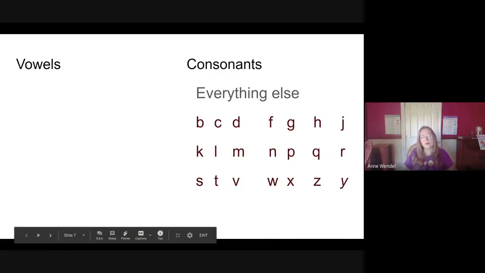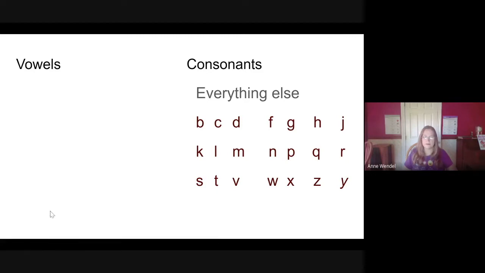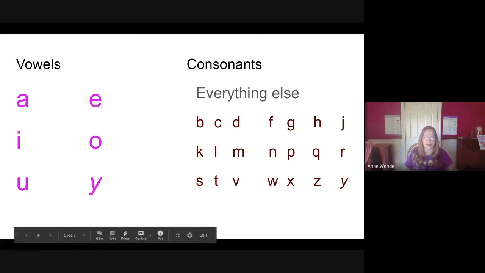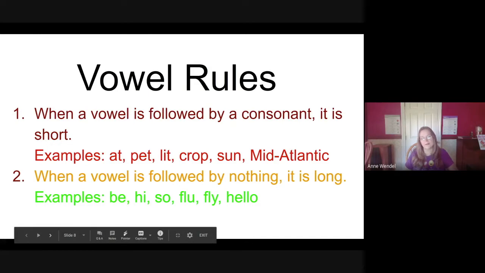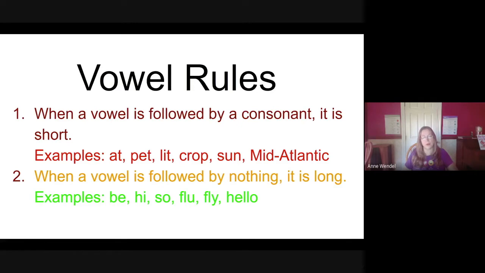We're going to review vowels and consonants. What letters are vowels? Yes, A, E, I, O, U, and sometimes Y. So what letters are consonants? Yes, all the other letters. You need to know the difference between vowels and consonants in order to understand these vowel rules. It's a good idea to pause the video and write them down on your own paper.